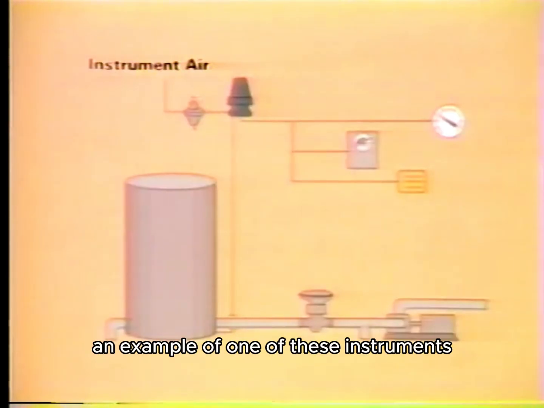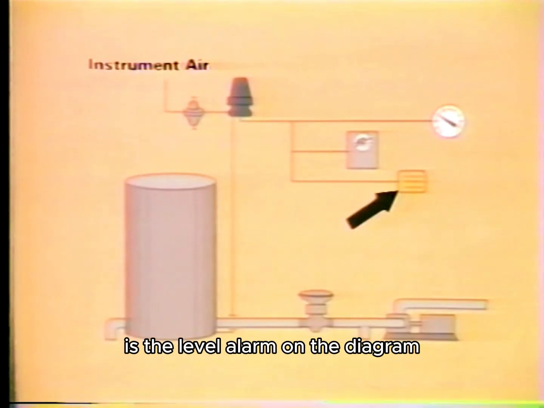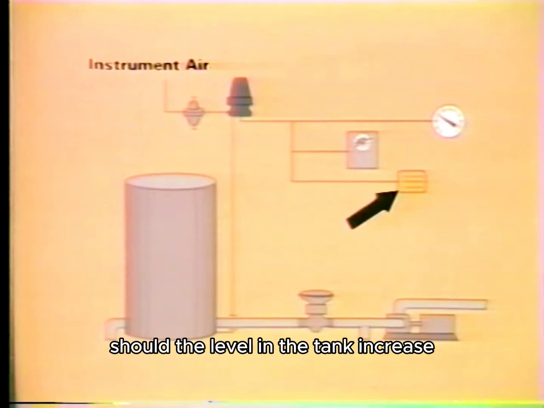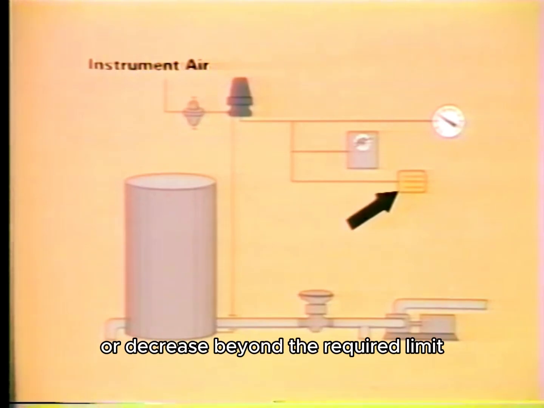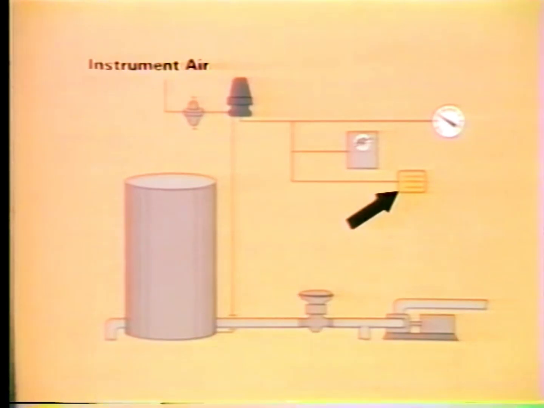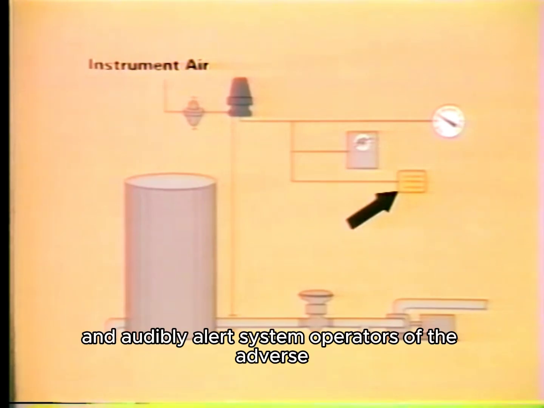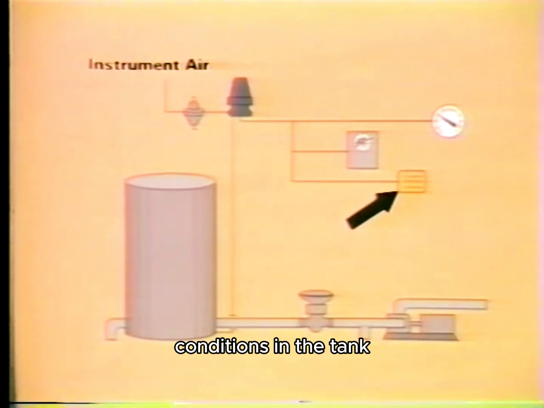For instance, they can convert a pressure signal into a pneumatic or voltage signal. An example of one of these instruments is the level alarm on the diagram. Should the level in the tank increase or decrease beyond a required limit, the alarm will both visually and audibly alert system operators of the adverse conditions in the tank.